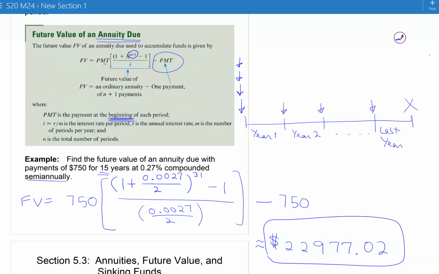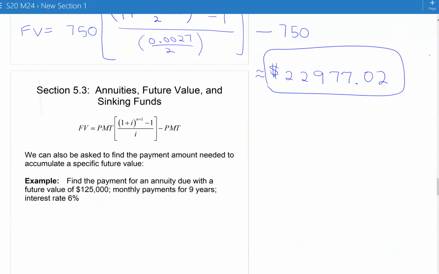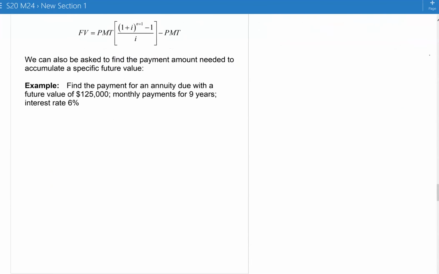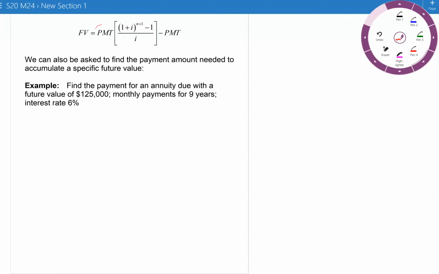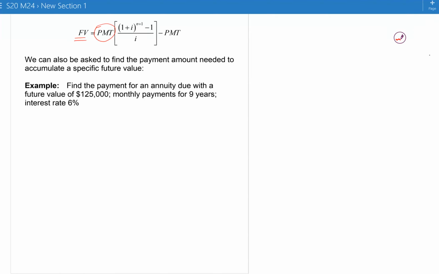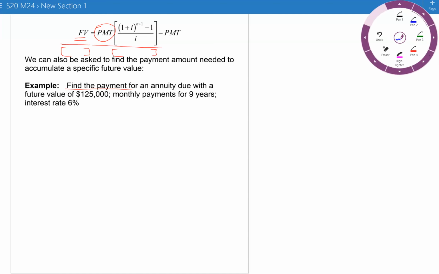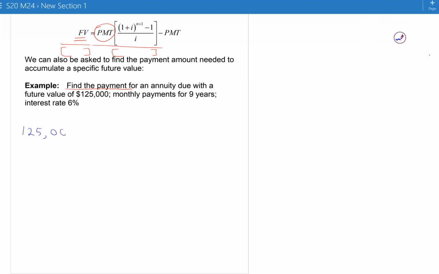Okay, so that's knowing the payment, solve for the future value. And then just as we did previously with the payments at the end of the period and the ordinary annuity, you could also be given the future value and asked to find the payment. So in this example, we're being asked to find the payment. So we would divide both sides by the amount in the square brackets. So let's just write the equation out in the same way. We want a future value of 125,000. The thing we want to know is the payment amount.